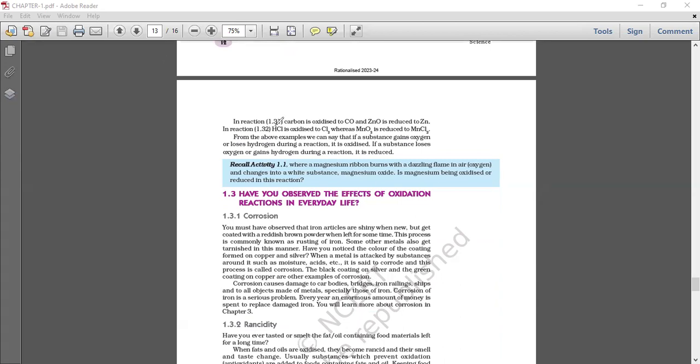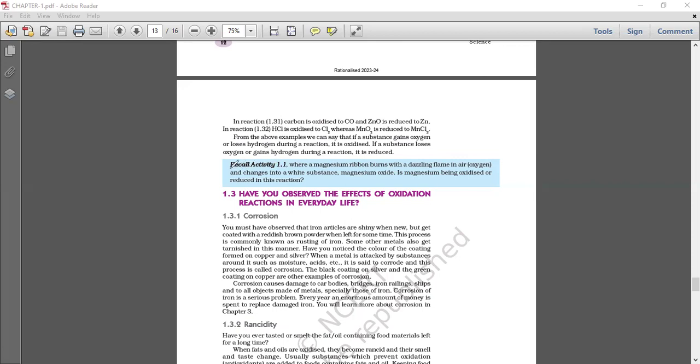And now he's asking in reaction 1.31, carbon is oxidized. Means carbon gains the oxygen, and zinc oxide is reduced to zinc. So it is called reduction reaction. Okay. So this is the definition he has given here. Okay. So a simple trick also I made, oxidation reduction using AR Rahman. Okay. Please watch that video. You will understand it better.